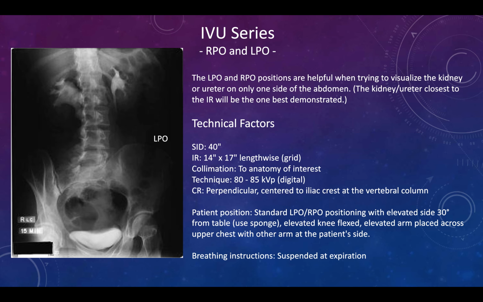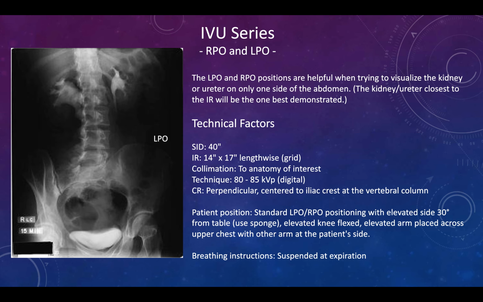40-inch SID, 14 by 17 lengthwise cassette, collimated to the anatomy of interest. We can maybe bring in the sides a little bit. Technique 80 to 85 kVp. And we're going to be centered right on that iliac crest again, smack in the middle of the vertebral column. And we're going to do 30 degrees of oblique from the table.